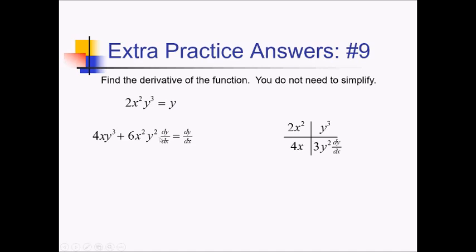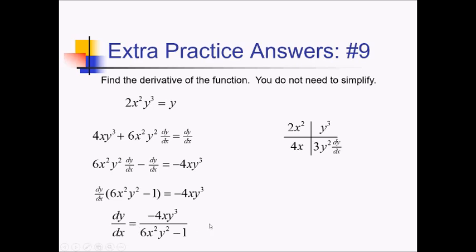Okay, let's get all the dy over dx's on one side and the other stuff on the other side. We have this 6x squared y squared dy over dx. That can stay on the left side. This dy over dx, I'm going to subtract to get it over to the left side. And 4xy cubed, I'm subtracting that to move it over to the right side. At this point, I can factor out a dy over dx. That leaves me with 6x squared y squared minus 1 on the left side. No change on the right. But now, to get dy over dx by itself, I have to divide this negative 4xy cubed by this whole parentheses here, and that ends up giving me my derivative.